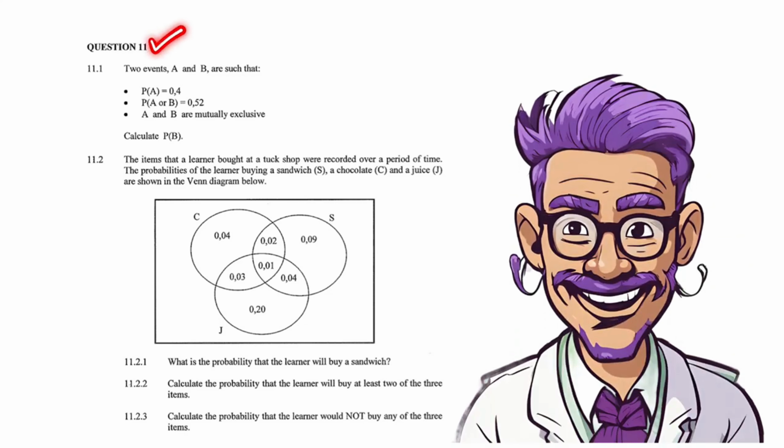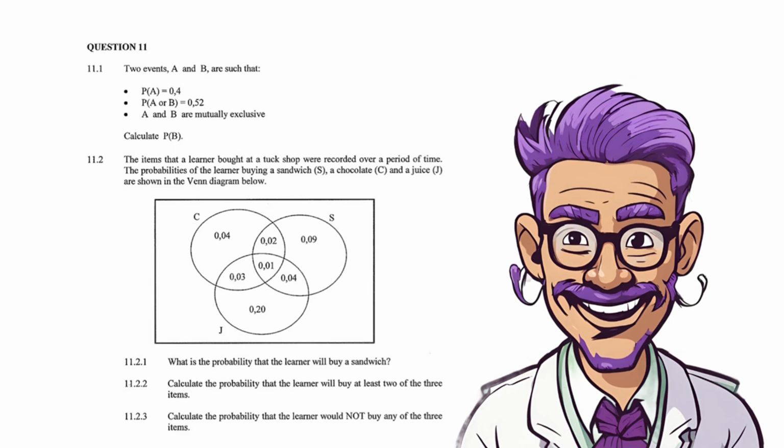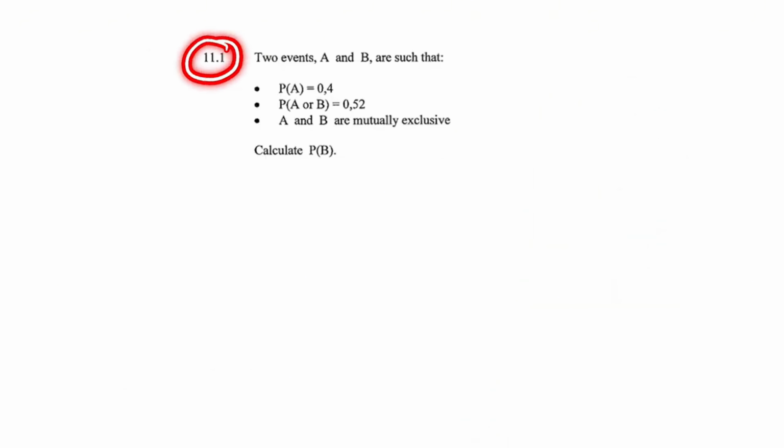Question 11 of Mathematics Paper 1 for June of 2024. 11.1. Two events A and B are such that the probability of A is 0.4, the probability of A or B is 0.52, A and B are mutually exclusive. Calculate the probability of B.